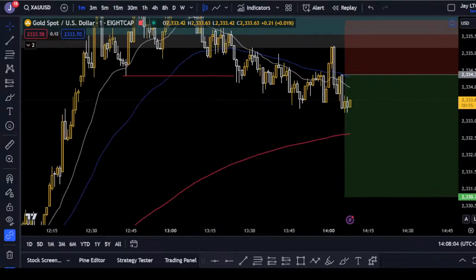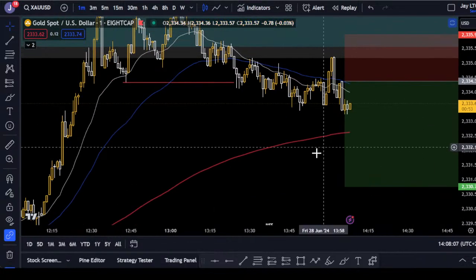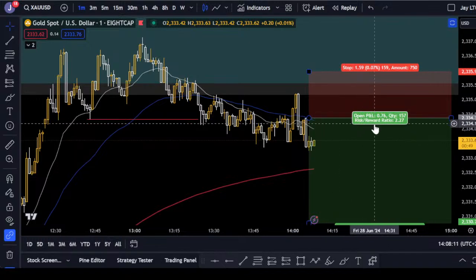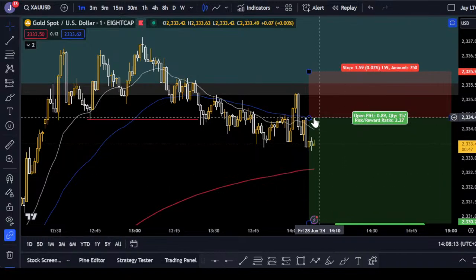Went in with a very small lot, and why is that? Because I still want to see the market come up a little bit more. It looks like it wants to collapse now already, but I would love it to come up a little bit more.